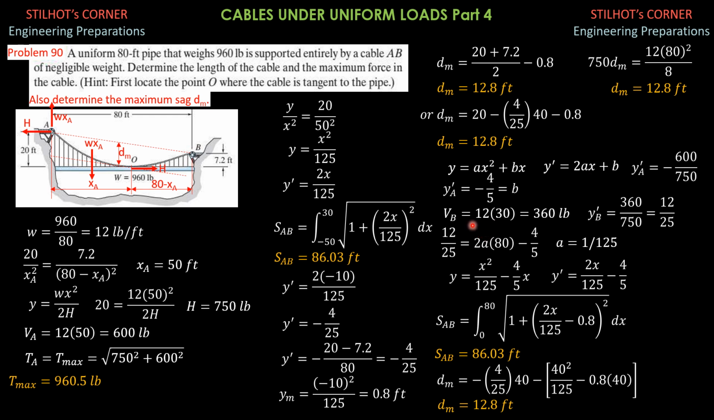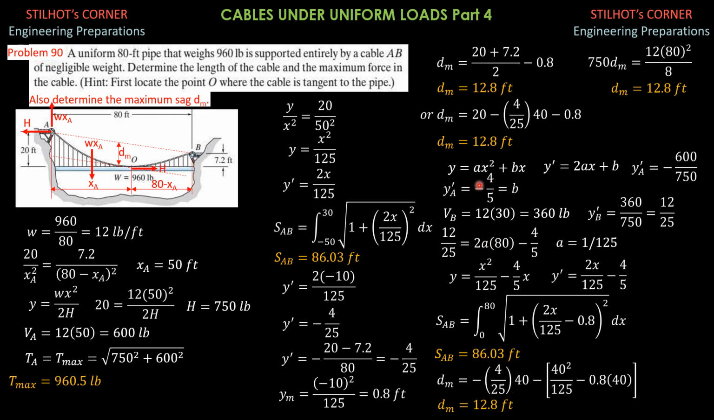So this is the vertical component of tension at B, which is W times XB, and XB is 80 minus XA, or 80 minus 50, 30 feet. So 12 pounds per foot times 30 is 360 pounds. The slope at B is positive because it is up to the right, and it is equal to the vertical component of force divided by H. So 360 divided by 750 is 12 over 25. So y prime at B, or the slope of the tangent at B, is 12 over 25.